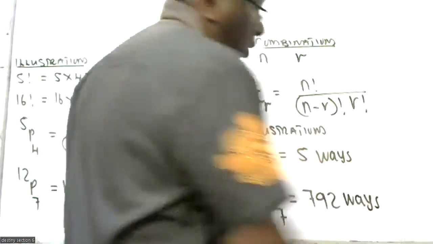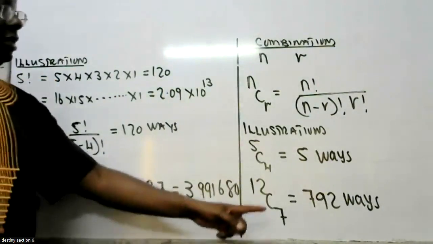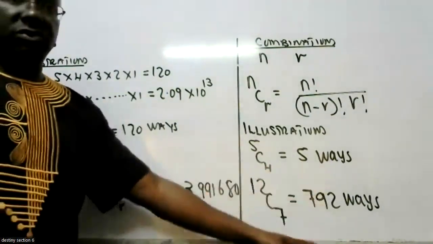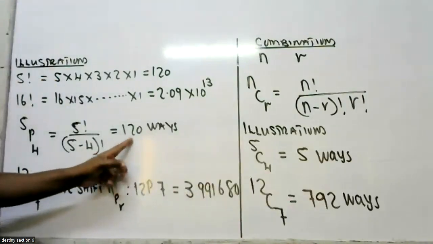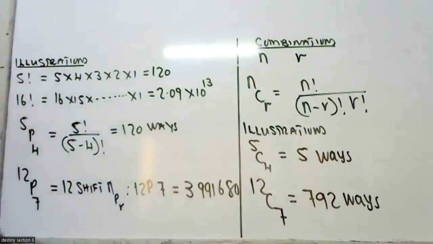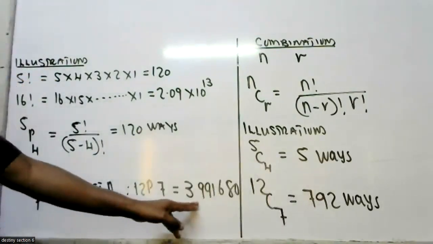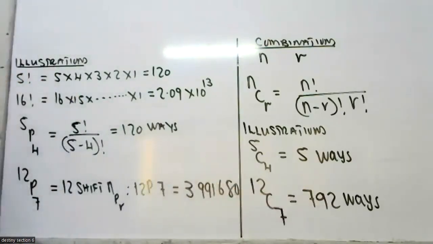Now, what I wanted you to see is that when we are not recognizing positions, the number of ways is significantly reduced compared with these ones. Here we had 120 ways, but here you just have 5 ways. Here we had almost 4 million, and it is reducing to 792.